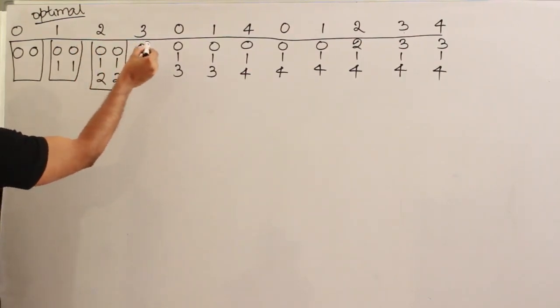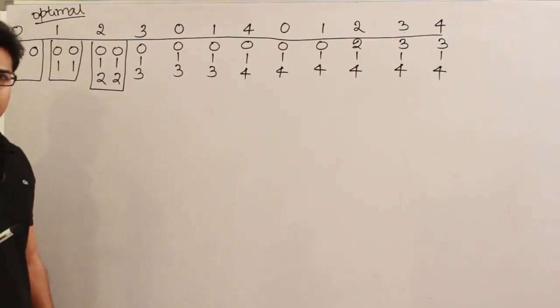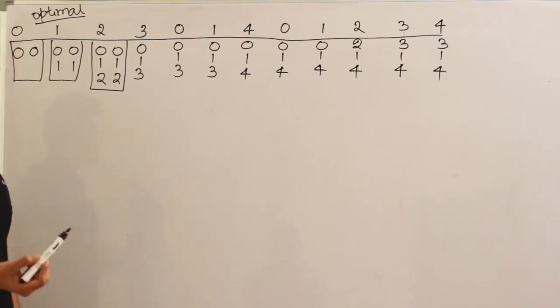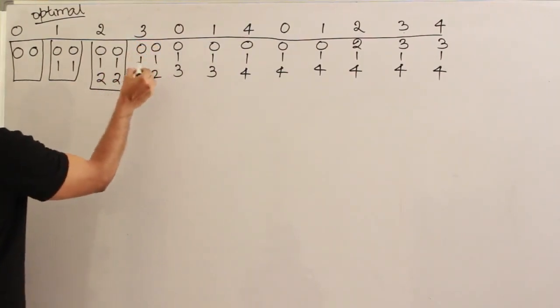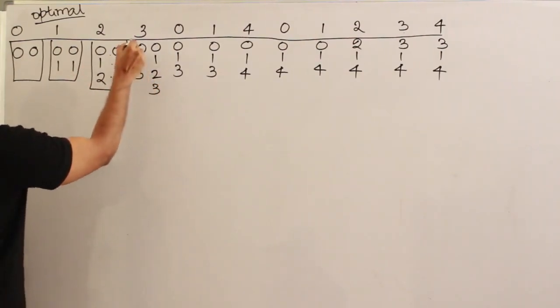And when 3 is referred, since I have 4 frames, I need not go for replacement now. I still have an empty frame. Therefore when 3 is referred, 0 1 2 are already present, and 3 will be placed in the new frame.